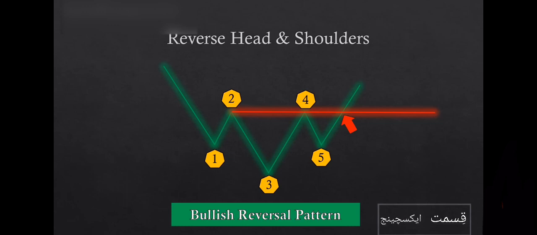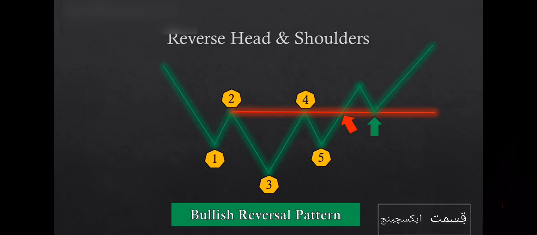The safer entry happens when price retraces back to the neckline after breaking above it, and the optimal and logical stop loss order is below number 5. That happens because as price breaks above the neckline, number 5 will become a confirmed demand zone, which will protect your stop loss order in most cases.